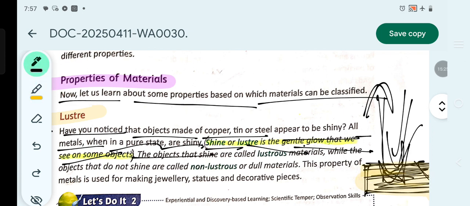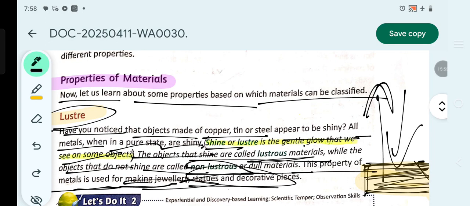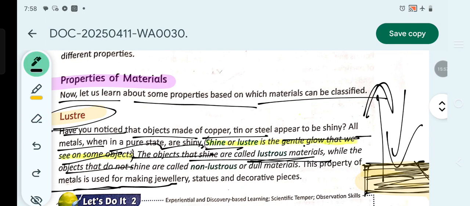Now the objects that shine are called lustrous materials, while the objects that do not shine are called non-lustrous or dull materials. The shining of an object is known as luster. So if they shine, it's lustrous. If they don't, it's non-lustrous. And this property of metals is used in making jewelry, statues, and decorative pieces.